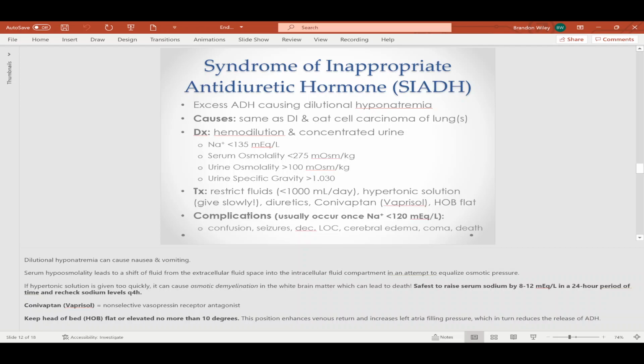So diagnosis, hemodilution and concentrated. So you're going to have a sodium that's low. Why?